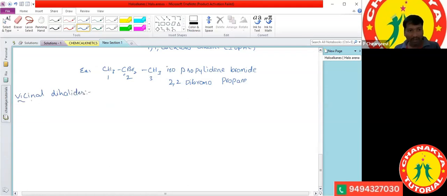Vicinal dihalides. So what is meant by vicinal dihalides means two halogens are present on neighboring carbon atoms.